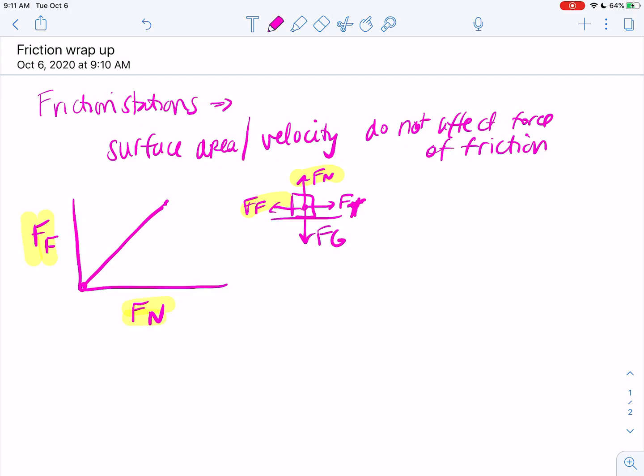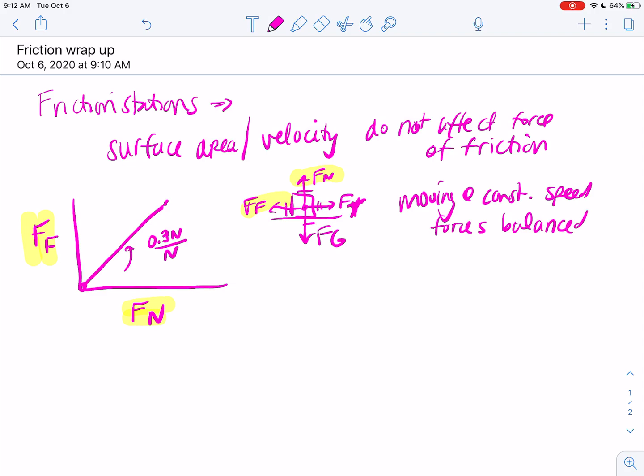Then the slope of this line comes out to be, say, like 0.3 newtons per newton or something like this. So we're able to graph this: FN and FG are equal, and the FF and the pulling force are also equal, because if this is not moving or moving at a constant speed, depending on the situation, we had moving at constant speed, so the forces are balanced.